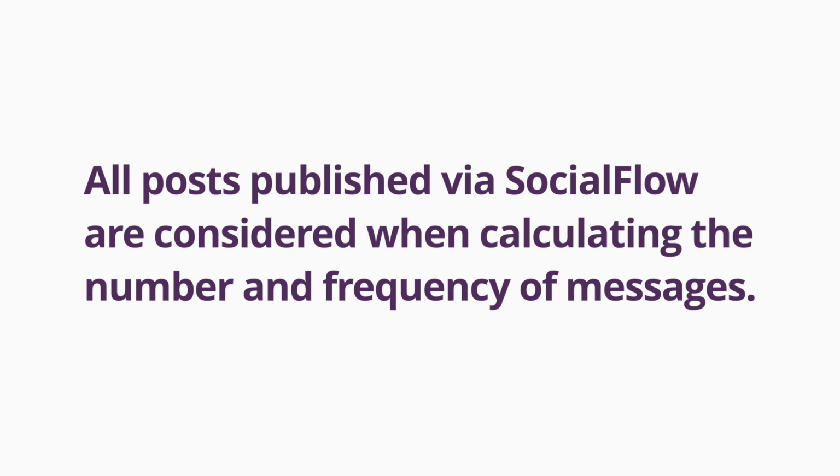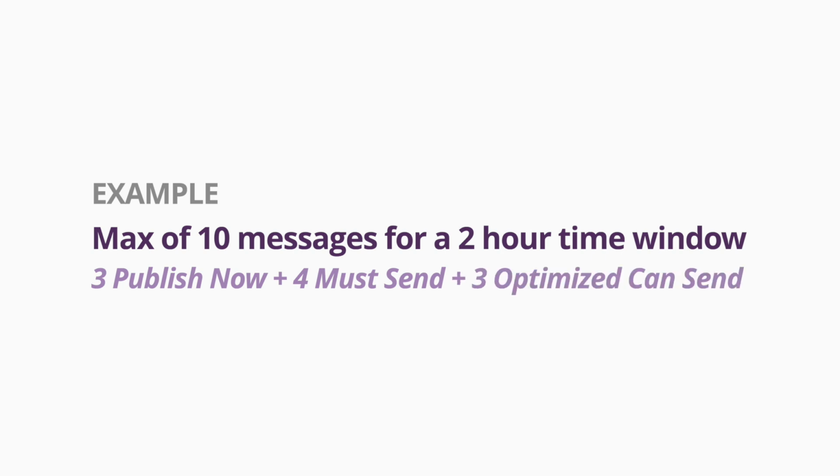All posts, including optimized must send or can send, publish now, and scheduled, are considered when calculating the number and frequency of messages, so that the system can adhere to the day parting rules as much as possible. For example, if you have a max of 10 messages for a 2-hour time window, and you send 3 messages from the queue as publish now, then enter 4 more as must send into the queue for that same 2-hour window, that's a total of 7 messages already. You now only have room for 3 optimized can sends to send during that 2-hour window.